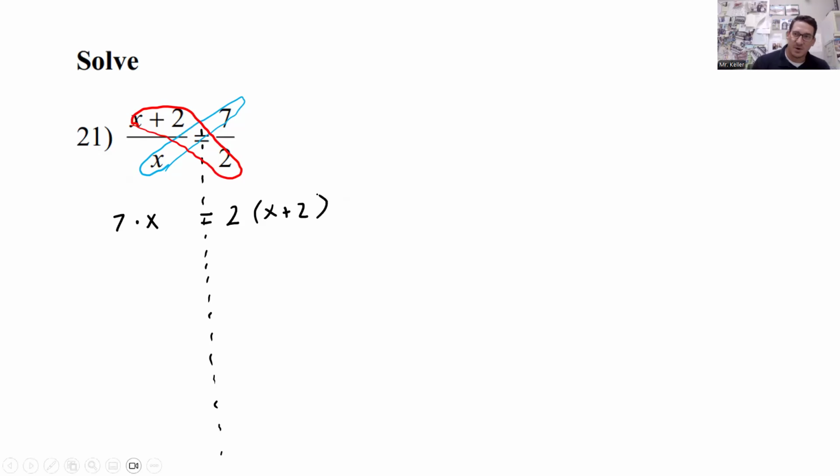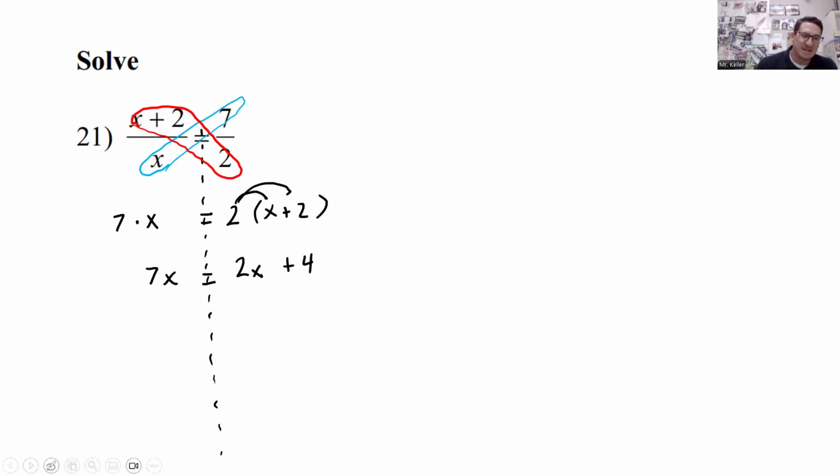Since there's two terms in that top, the numerator of the ratio on the left side, we've got to put it in parentheses. All right, multiply this out. 7 times x is 7x. It's going to be equal to 2 times x is 2x. 2 times 2 is 4.